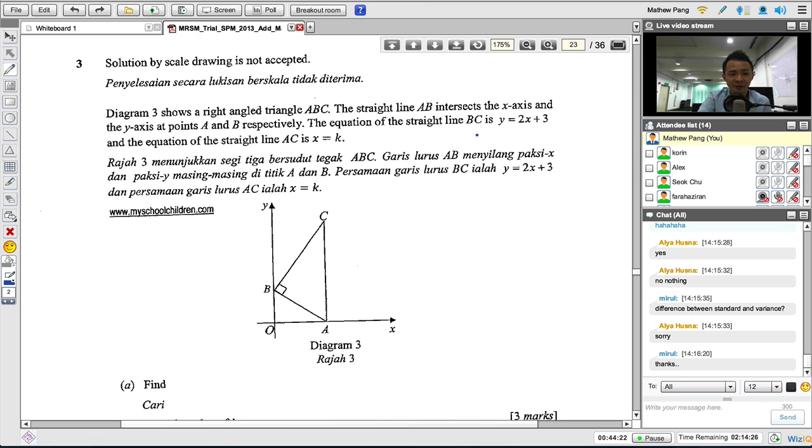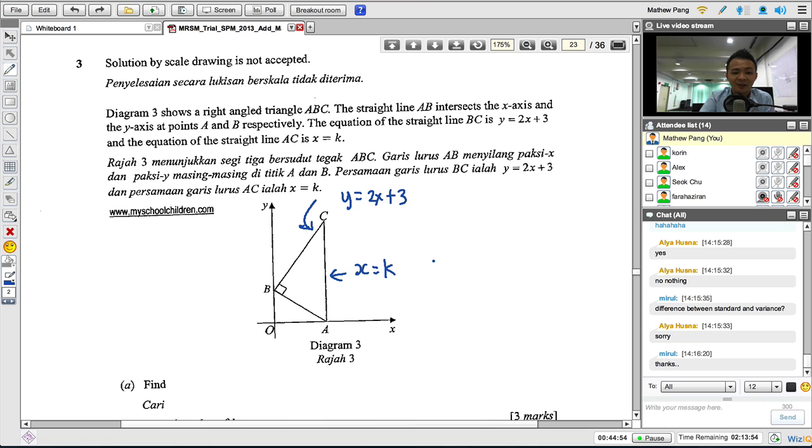So over here, we have one diagram. Diagram 3 shows a right triangle ABC, and the straight line AB intersects the x-axis and y-axis at points A and B respectively. Find the equation of the straight line BC. Okay, so we got some equations. I'm going to write down the equations over here. BC is y equals 2x plus 3, and the equation of the straight line AC is x equals k.